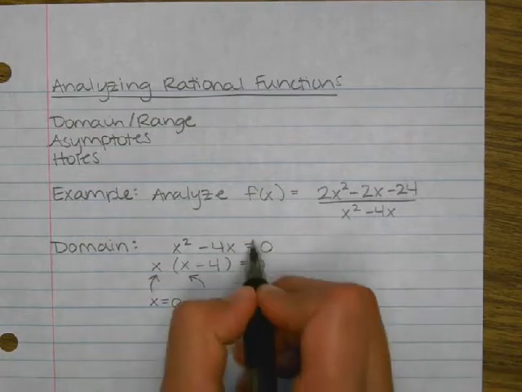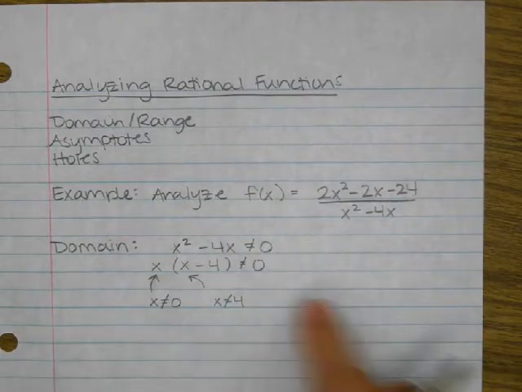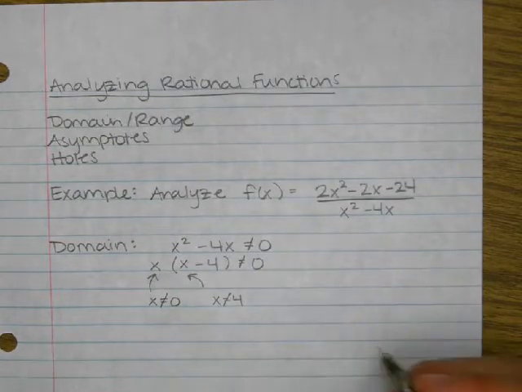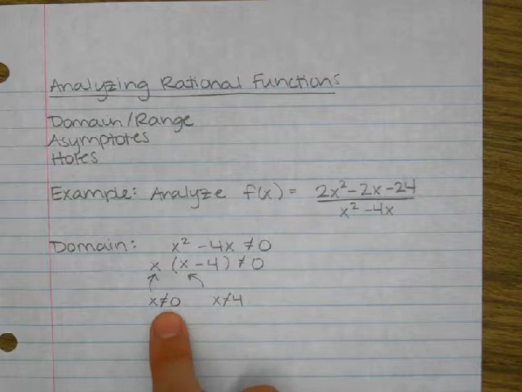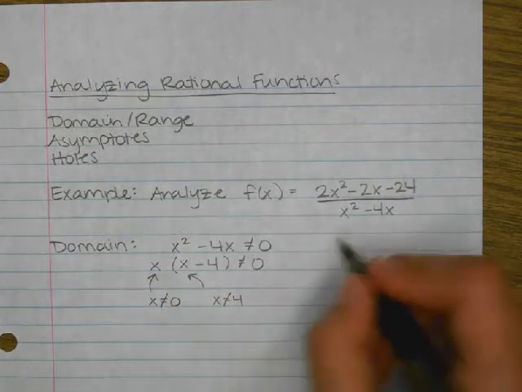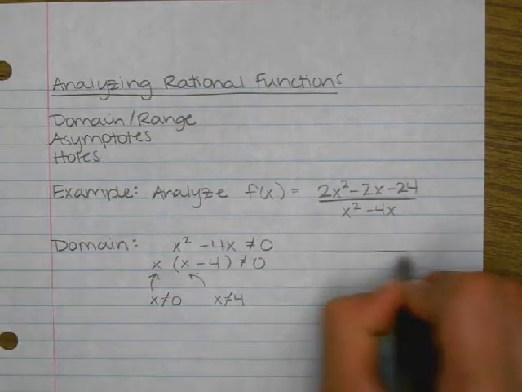And so since my domain occurs where the denominator does not equal 0, then this tells me what values I can't have. So I can have all of the x values except for 0 and except for 4. So I'm going to go ahead, I'm going to draw this on a number line because I think it helps students sometimes to visualize it.